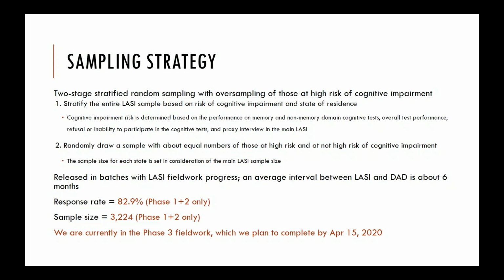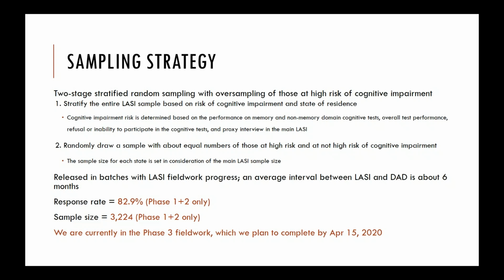So our sampling strategy has been very purposeful. We used a 2-stage stratified random sampling strategy to make sure we have enough respondents with cognitive impairment risk. What we have done is we stratified the entire LASI sample based upon the risk of cognitive impairment and their state of residence.